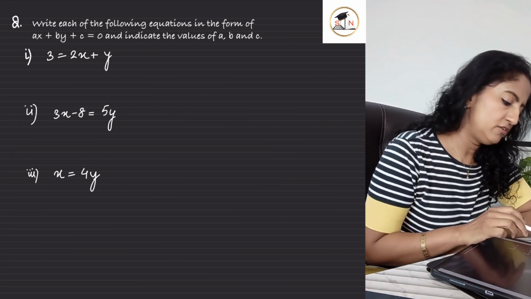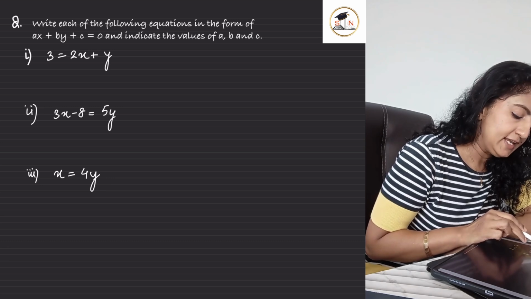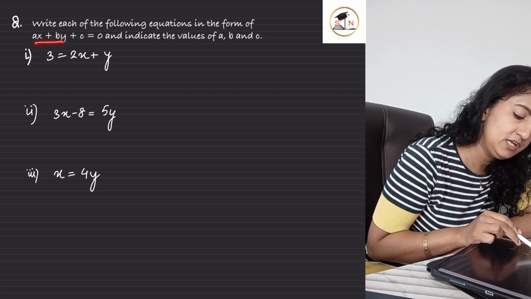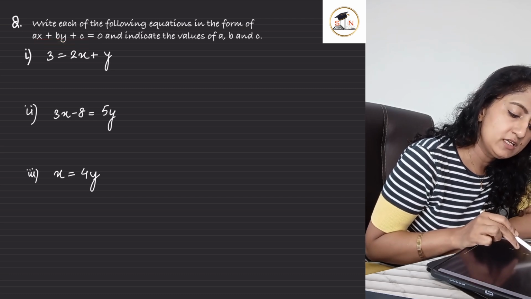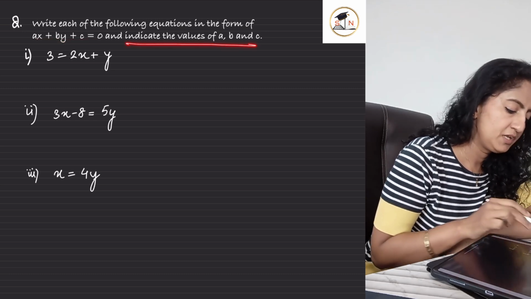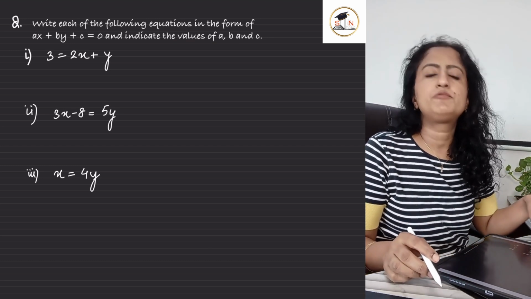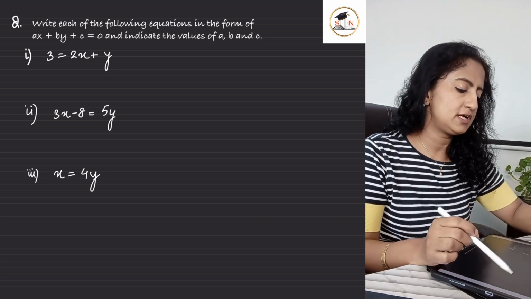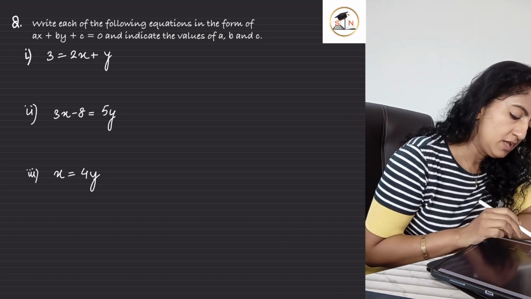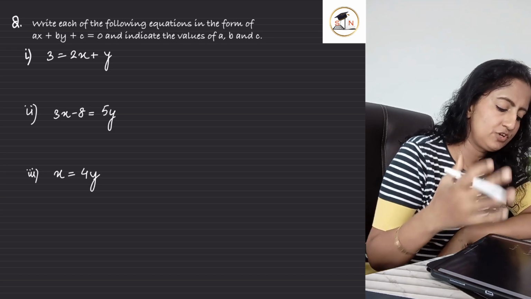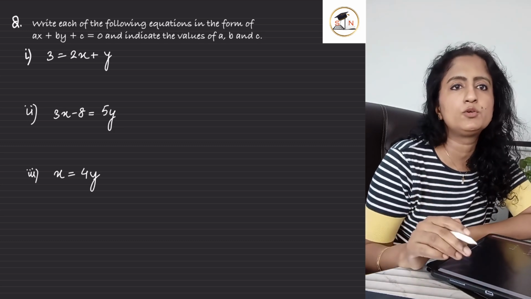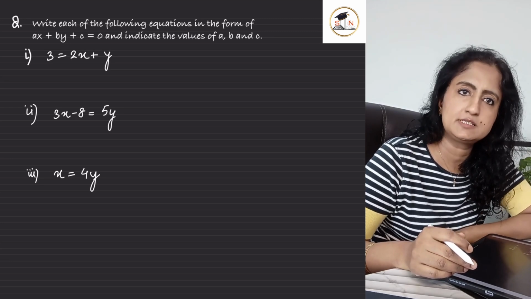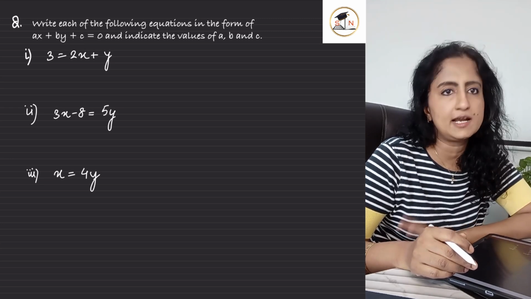Now, starting with the first one. The question says, write each of the following equations in the form of ax plus by plus c equals 0 and indicate the values of a, b, and c. This is the question which I have picked up from NCERT. It is based on NCERT. Some parts may belong to NCERT or may not be. Now, we are having an equation which is 3 equals x plus y. What we need to do is convert this into the form of ax plus by plus c equals 0. That means the standard form, right?